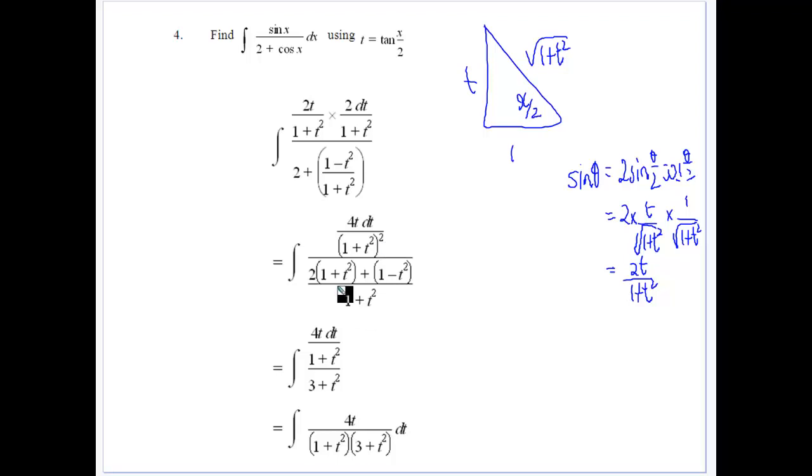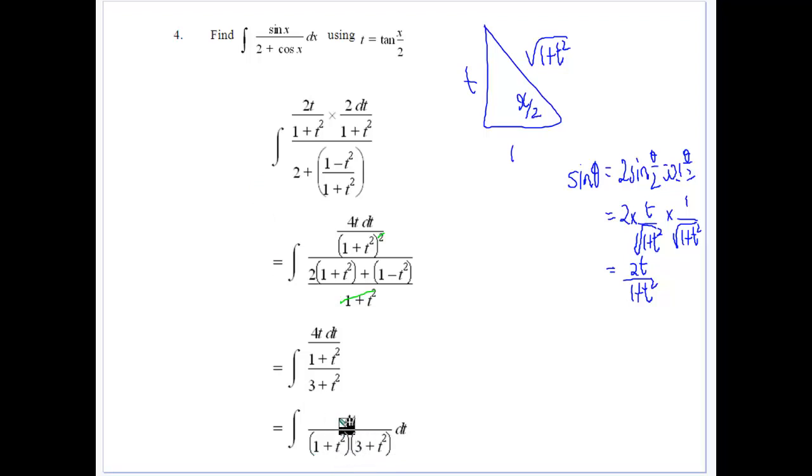We multiply this one, we get the 1 plus t squared. And then we clean up this one here, 2 times 1 plus t squared plus 1 minus t squared, and the 2t squared minus t squared, so that's where 3 plus t squared comes in there. The 1 plus t squared's cancelled with the square there, so that's why it's just 1 plus t squared there with the 4t. And so we get 4t over 1 plus t squared, all divided by 3 plus t squared. Starts to look like that.